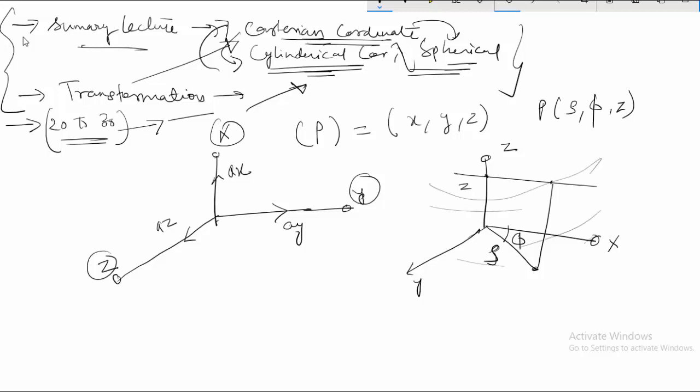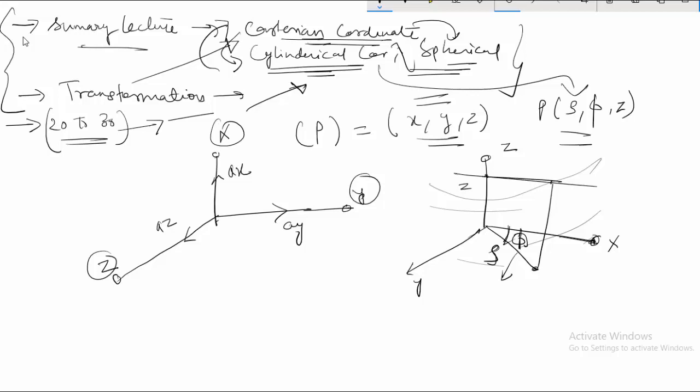So this is how a point is represented in cylindrical coordinates. I am going to use x, y, z as the convention for the Cartesian coordinate, and for the cylindrical coordinate I will be using rho, which is the radius of the cylinder, and phi, which is the angle the plane containing the radius of the cylinder makes with the x axis, and z is the z axis.